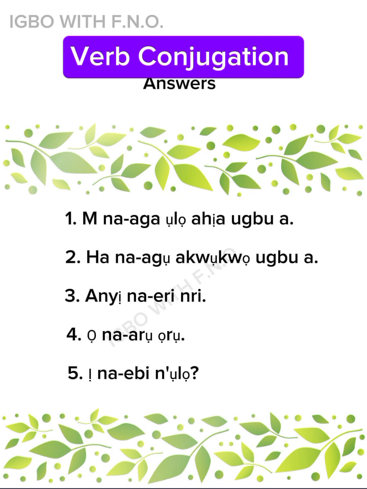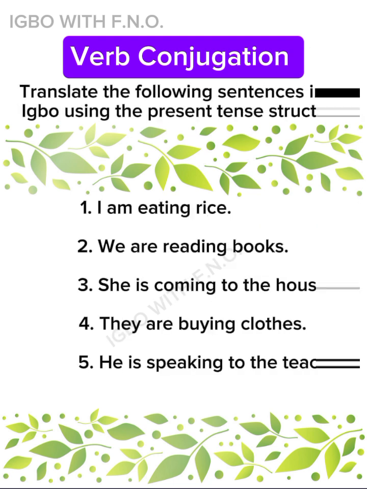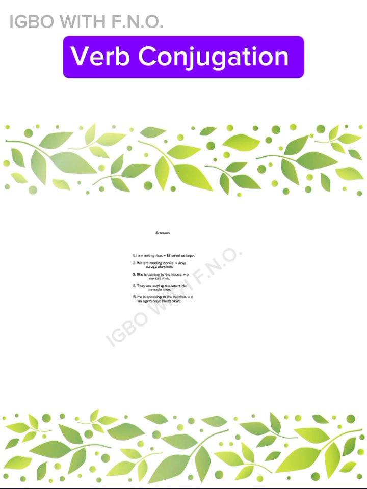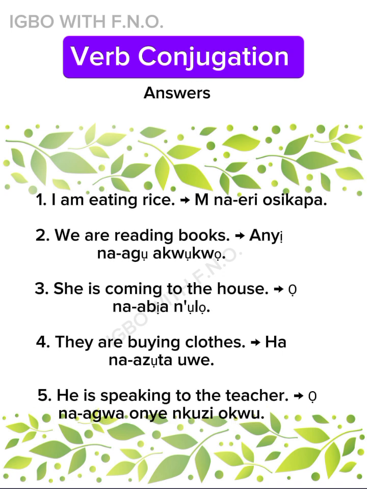Okay, so let's look at exercise 3. Translate the following sentences into Igbo using the present tense structure. So you have to translate these 5 sentences into Igbo. Okay, here you have your answers. M na-eri osikapa. Anyị na-agụ akwụkwọ. Ọ na-abịa n'ụlọ. Ha na-azụta uwe. Ọ na-agwa onye nkụzi okwu.